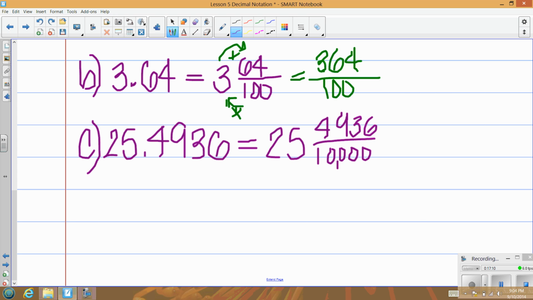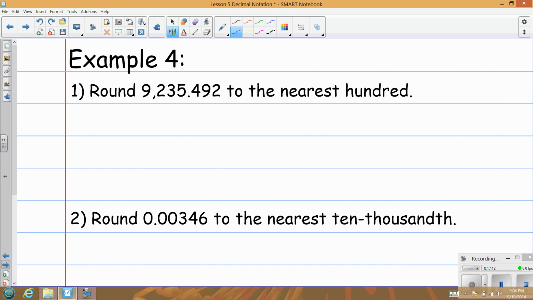One last thing before we're done, and it is rounding. So this one you guys know pretty well, but if we're rounding to the nearest hundredth, hopefully now you'll know, 100 has 2 zeros, so that means 2 decimal places. So I need to look at the third decimal and I need to decide. If it's 5 or bigger, you're going to round up. If it's 4 or smaller, you're going to keep it the same.